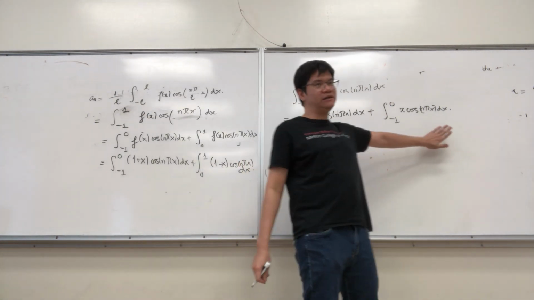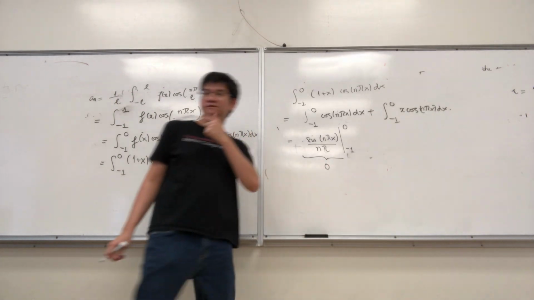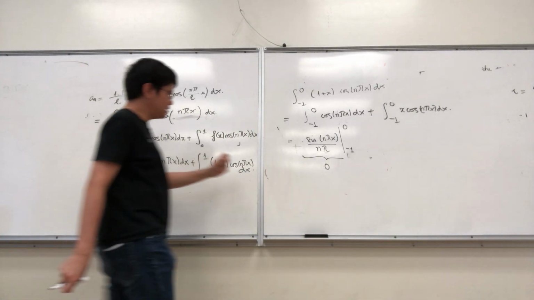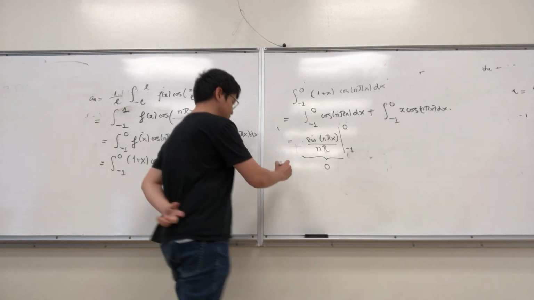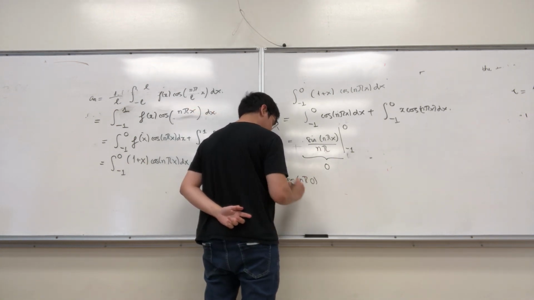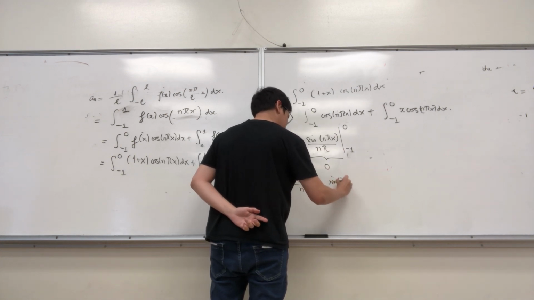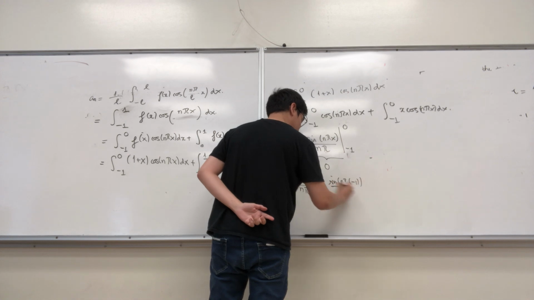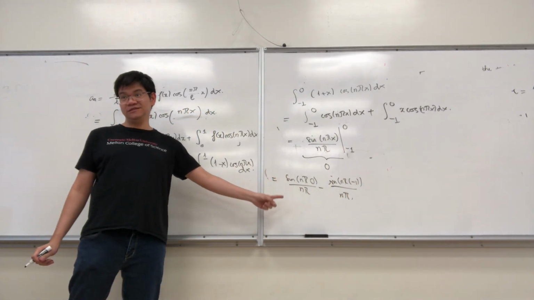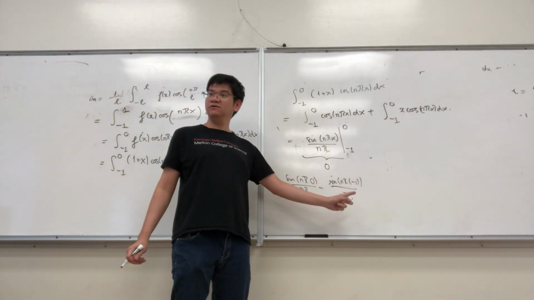So for the second one, you're going to use integration by parts. How is that first term 0? So the first term is sine of n pi times 0 over n pi, minus sine of n pi times minus 1 over n pi. Right, so sine of 0 is 0. Sine of n pi or minus n pi will be 0.